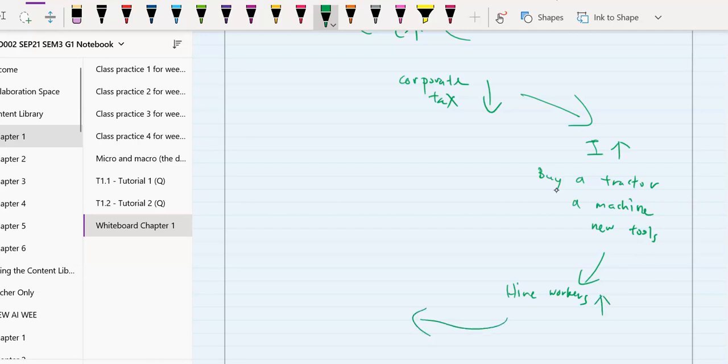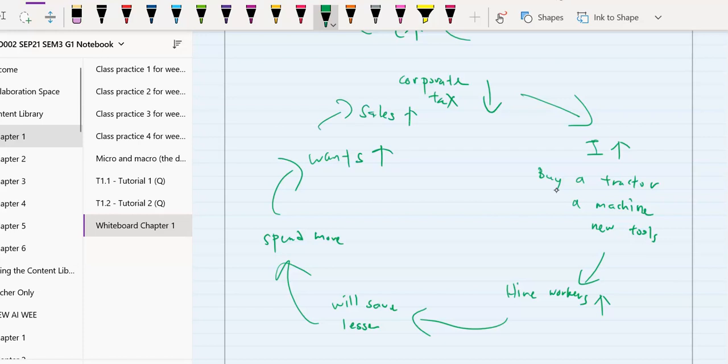what happened? Employment increase. All these workers are not going to just save all their money. No one in the world will save 100% of their money, right? They will save less and they'll spend more. When they spend more, again, not going to spend on tractors, machines, and new tools. They're going to buy whatever they want. The wants increase, right? The sales increase. When the sales increase, what happened? Hiring more, economic growth. Another virtuous cycle.